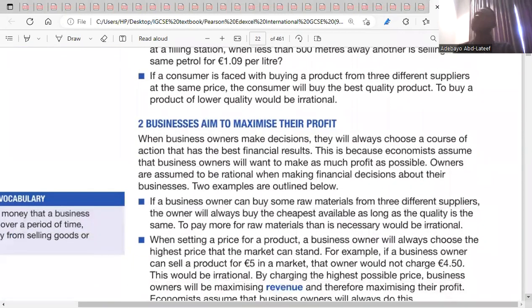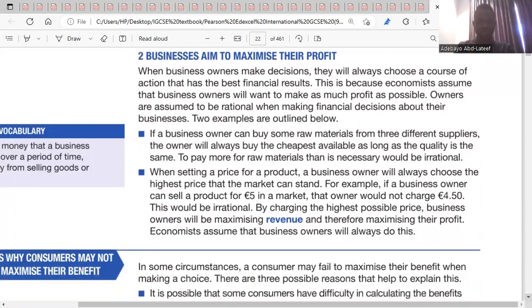For businesses, what do businesses aim at? They aim at maximizing profit. So when a business owner makes a decision, they always choose the course of action that has the best financial results. This is because economists assume that business owners will want to make as much profit as possible. Owners are assumed to be rational when making financial decisions about their businesses. 2 examples are outlined. So for owners of the business, they said if a business owner can buy some raw materials from 3 different suppliers, the owner will always buy the cheapest available as long as the quality is the same. To pay more for raw materials than is necessary would be irrational.